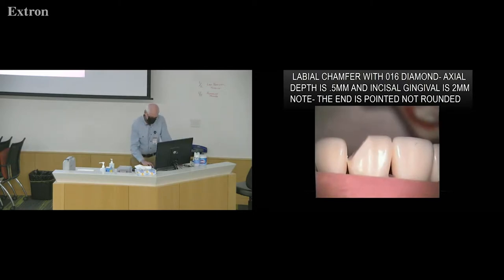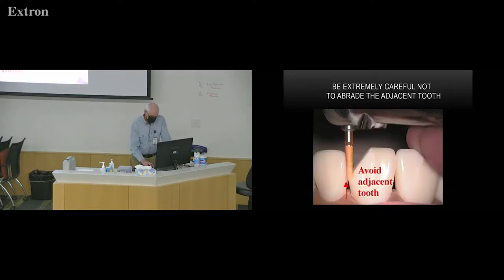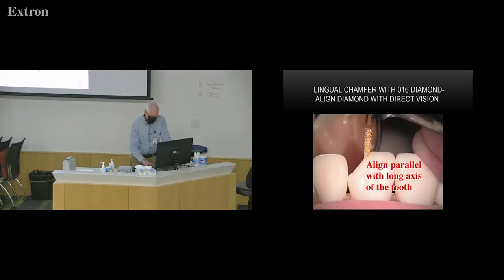Then, be careful not to hit the adjacent tooth. Now we're going to go over to the lingual and do the same thing, but we can't see that directly. So we're going to do it through the mirror. But you're going to align it with the long axis of the tooth with direct vision. Then you're going to place the mirror in position.